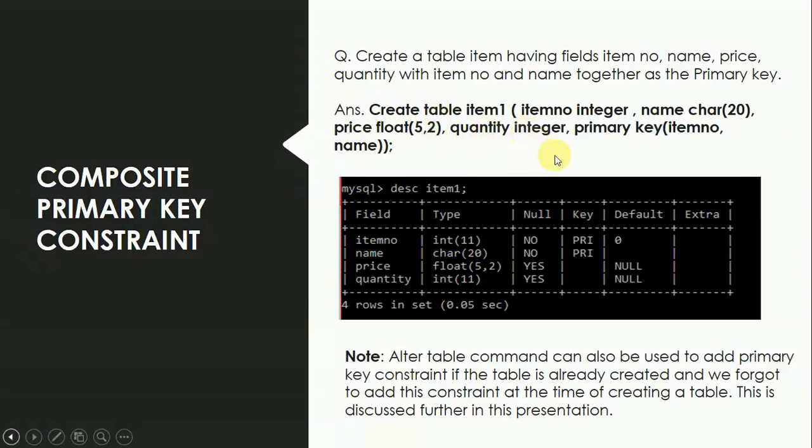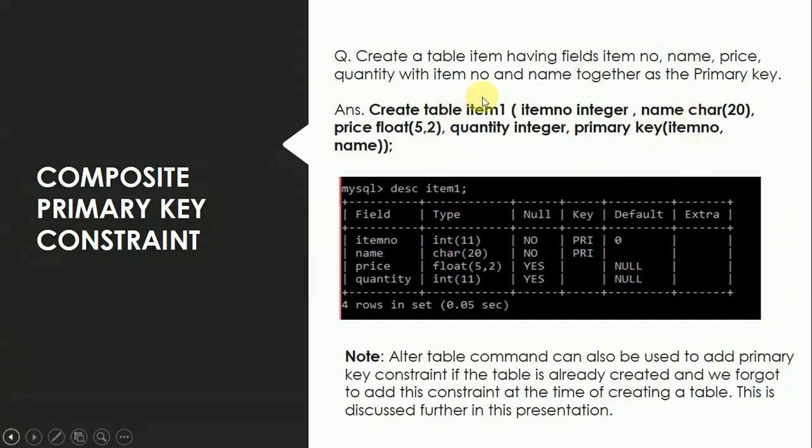Quantity integer. And then we will specify primary key and within the parenthesis we will give the names of the columns as item number and name. They will be separated by comma. So please check that you cannot give the primary key keyword here along with the column names because this is a composite primary key. So it has to be given like this. At the end you have to write primary key and then within parenthesis give the names of the columns which are going to make a primary key.